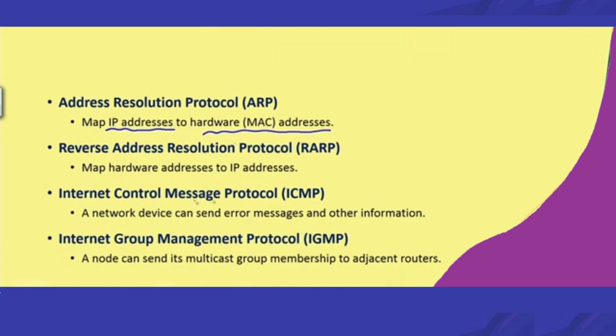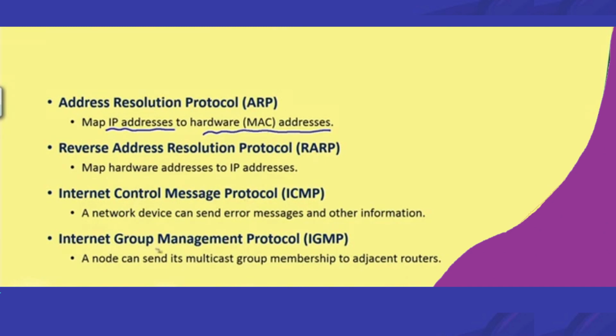Now, then we have this ICMP, or Internet Control Message Protocol, which is mostly used for a device on the network to send error messages to other members in the network, like some service not available, something not found, etc.